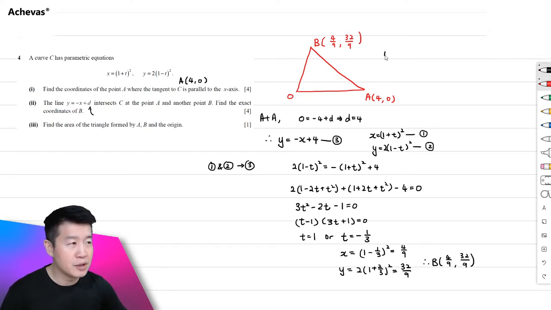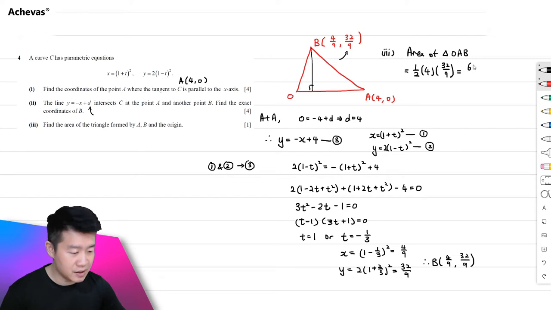So for part 3, the area of triangle OAB, this area will be half of base. Base is 4. So half of base times height. Height, it will be this. And that will be the y coordinate of B. So this times 32 over 9. And this is equal to 64 over 9.